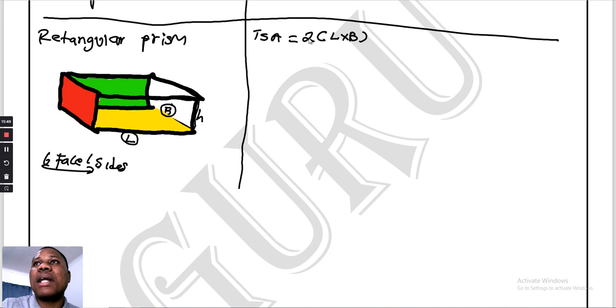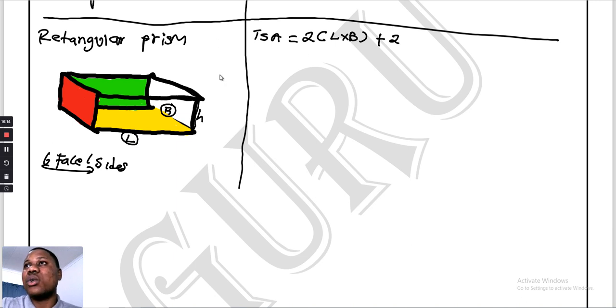Why do we multiply by 2? I have explained. We have two sides, the bottom one and the top one, that have the same area, which will be calculated using the length and the breadth. If you look on top here, we're going to use the length and our breadth or the width. Plus, remember we are looking for the total, so we must add all our areas.